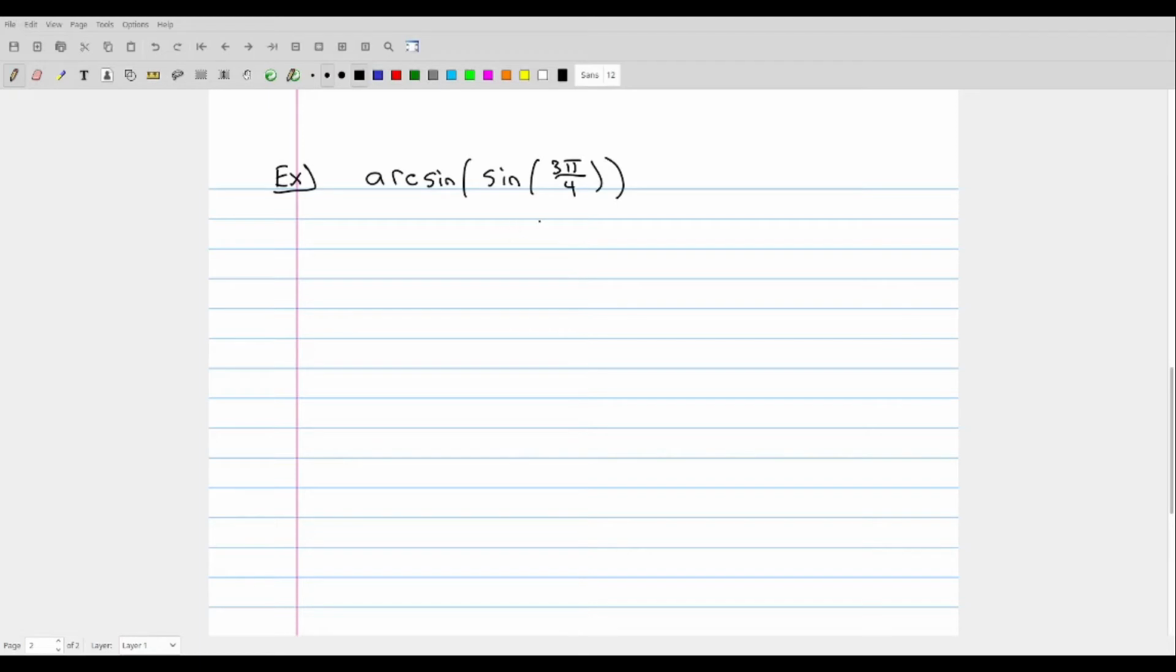You might just jump right in and say that this is in fact equal to 3 pi over 4, but we have to be a little bit careful here. The reason is that 3 pi over 4 lies outside of the range of arc sine, which we've already established is the interval from negative pi over 4 to pi over 4. So in order to get around that, we have to be a little more careful. We can still look at sine of 3 pi over 4.